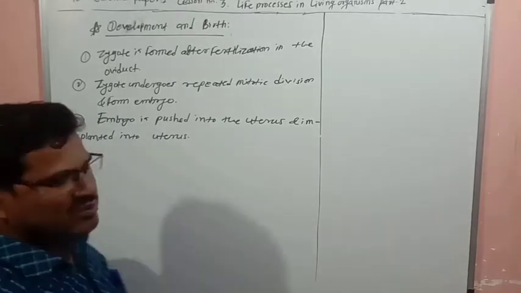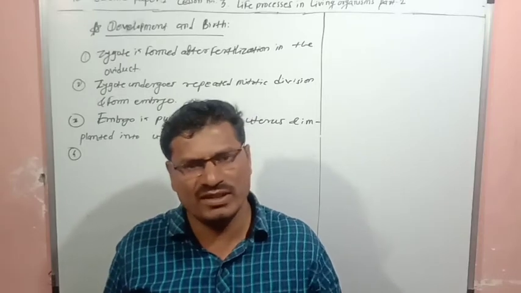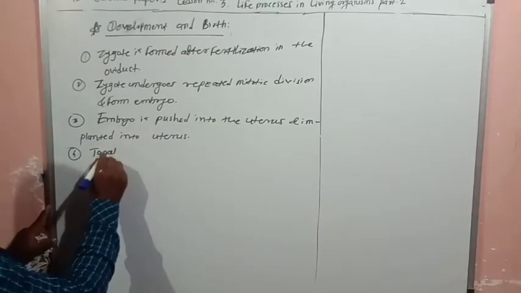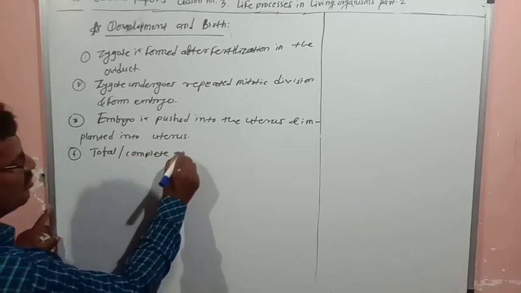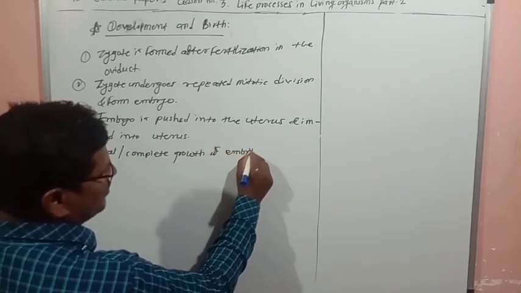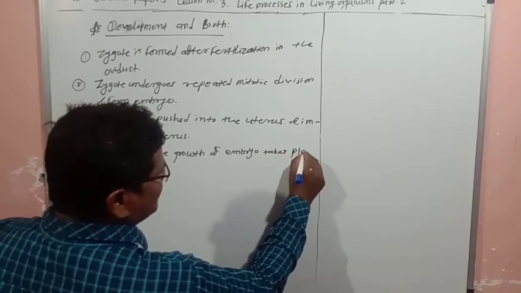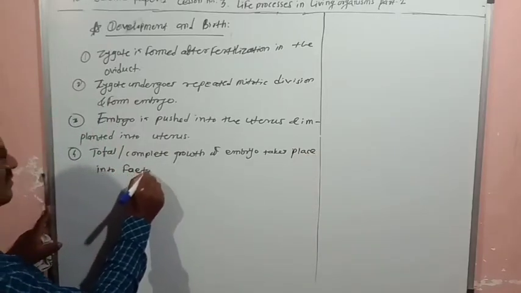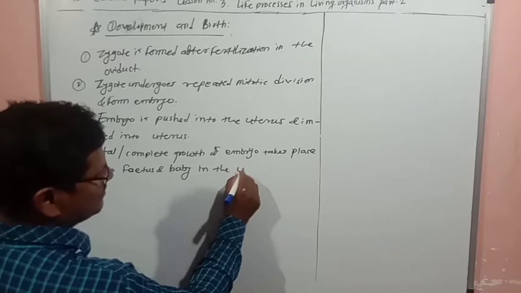Then the fourth point. The total, or complete, growth of the embryo into the fetus and baby takes place in the uterus.